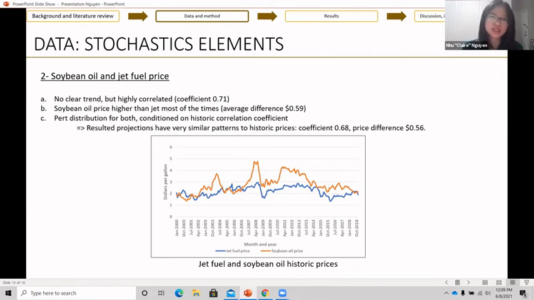at risk shows the results that the two projected price series have very similar patterns to the historic price series, in that they have a correlation coefficient of 0.68 and an average price difference of around $0.56 per gallon. So that is very close to their historic trend. And so that's the reason why we believe that it is a realistic projection for those two price series.